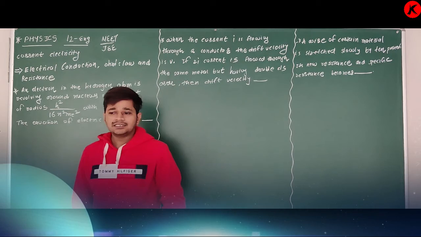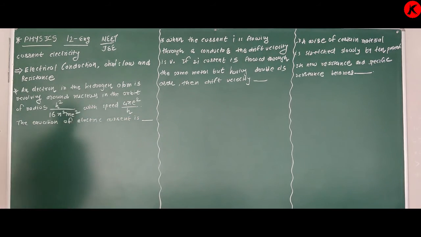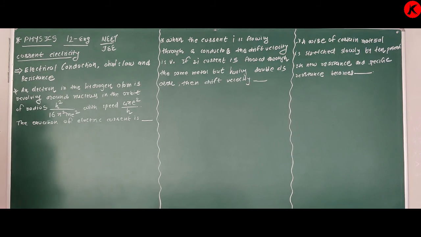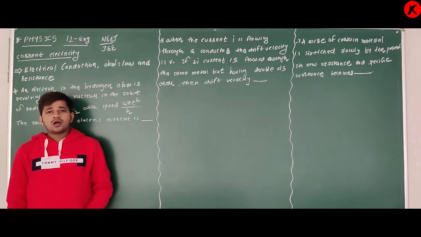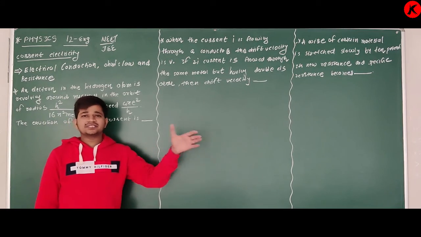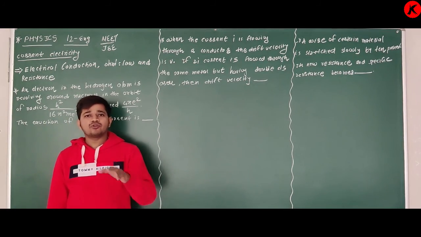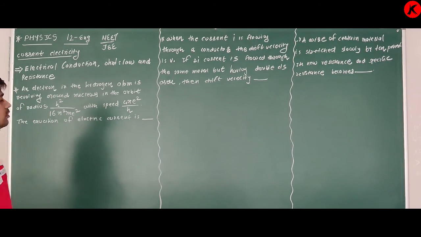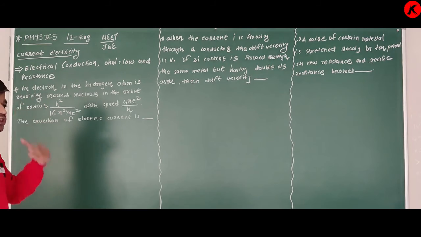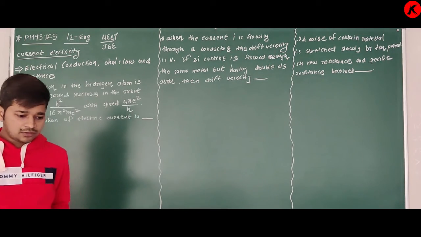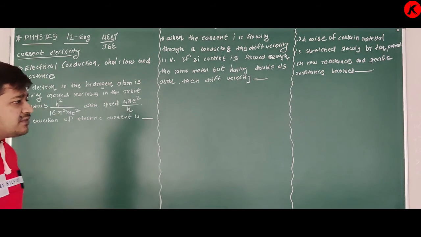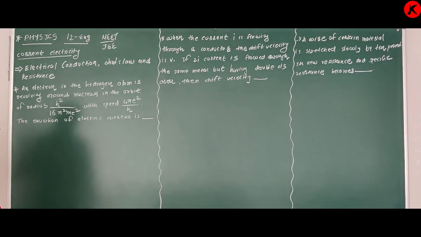Topic: current electricity. In your NCERT textbook, it is chapter number 3. What do you mean by current electricity? Current means flow, electricity means charge. So, flow of charge. The first topic of 12th is electrostatics, in which we discussed the behavior of stationary charges. Now in this lecture we will see what happens when charges are in motion.